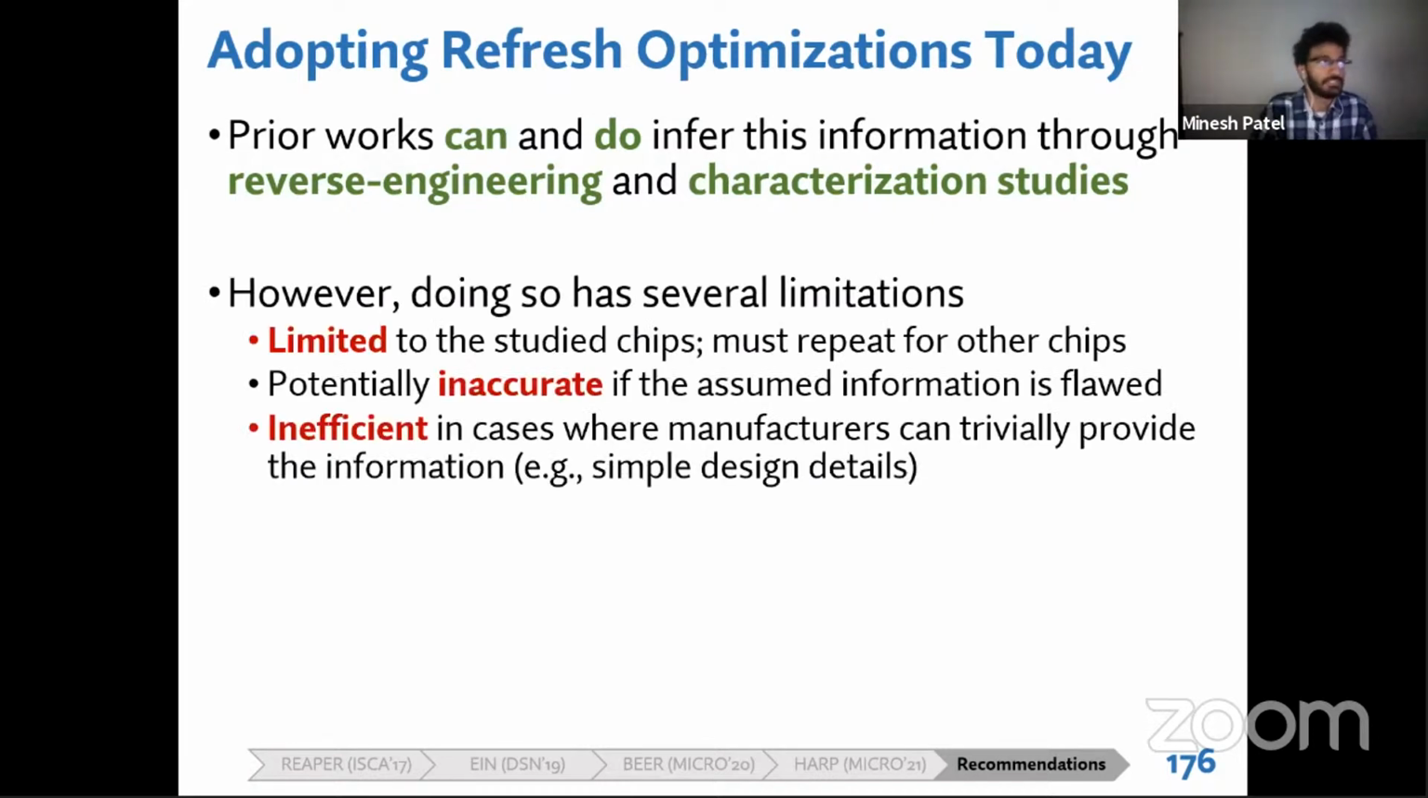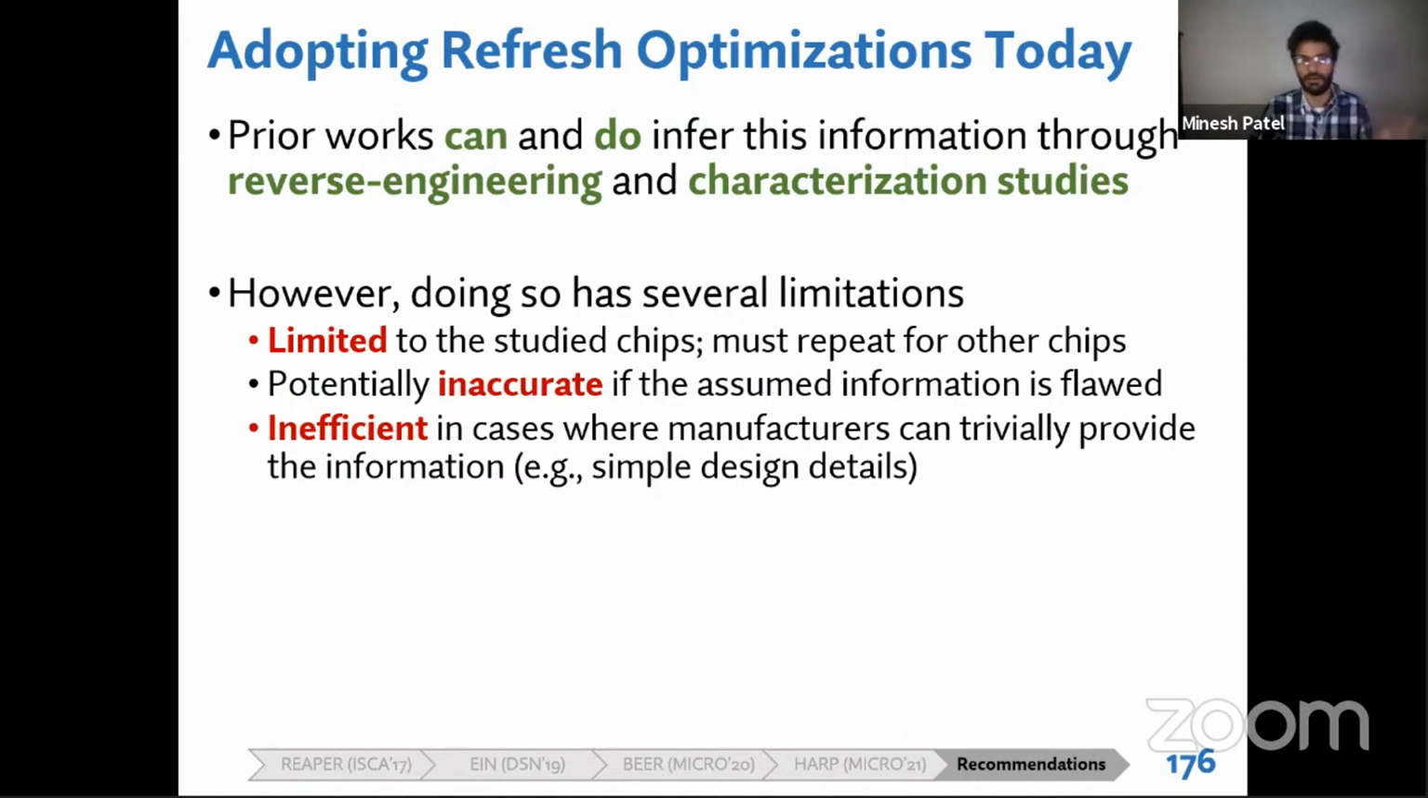However, doing this has several limitations. So first, it's limited to the set of studied chips, and to determine the information for any other chips requires repeating the experiments, including chips that the system designer may not know are actually used with their product, right?